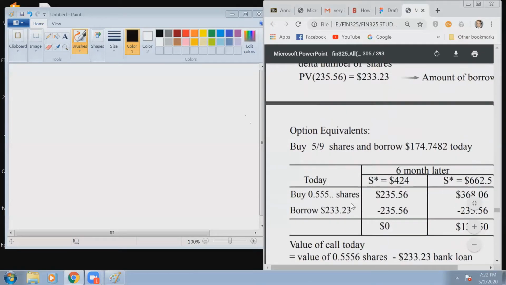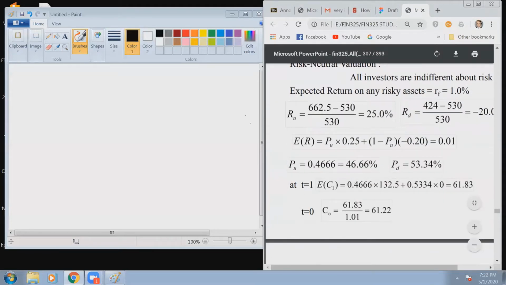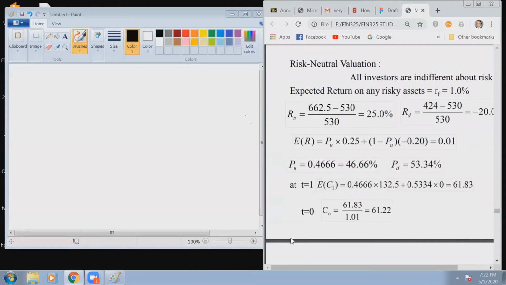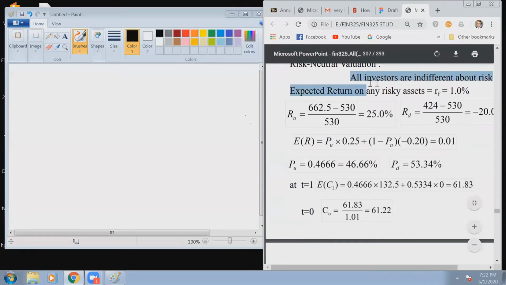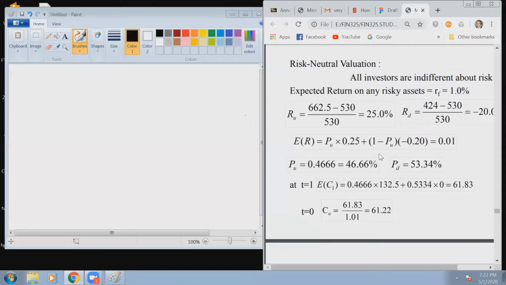So let's get into the risk neutral valuation and go over one of the most important assumptions about the method that's important for you to really understand. It says all investors are indifferent about risk. What it's saying is that we're making the assumption that all investors expect the same return on the assets that we're valuing. So we're going to assume that they just expect the risk-free rate of return, which in this example is 1%. This is a critical piece of information that allows us to use the formula down here for expected return and set it equal to 1%.